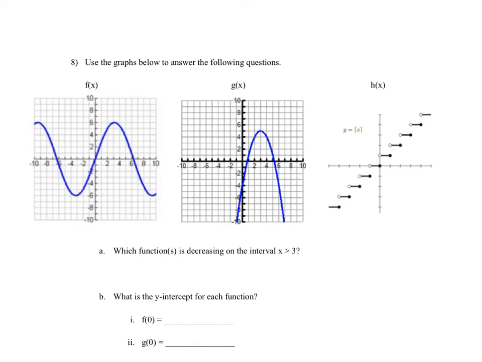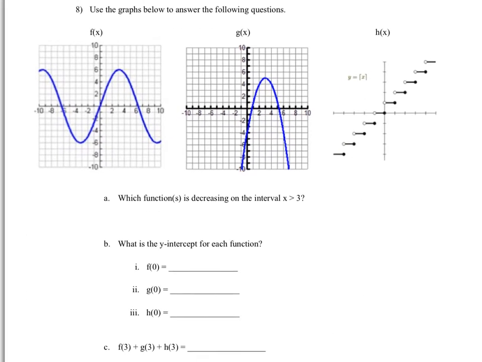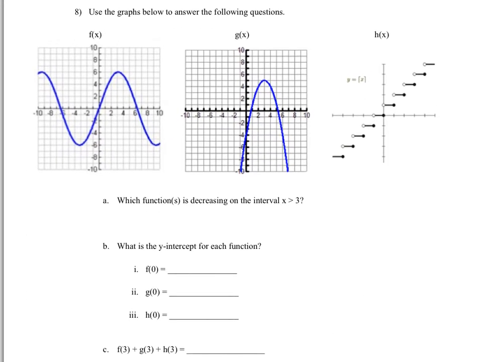For question number 8, we're using the 3 graphs below to answer the following questions. So we have the graph of f of x, the graph of g of x, and the graph of h of x. The first question is which function or functions is decreasing on the interval x is greater than 3? Well, here is x is greater than 3, so it is decreasing, but notice that it does start to increase again, so it's not decreasing on this whole interval.